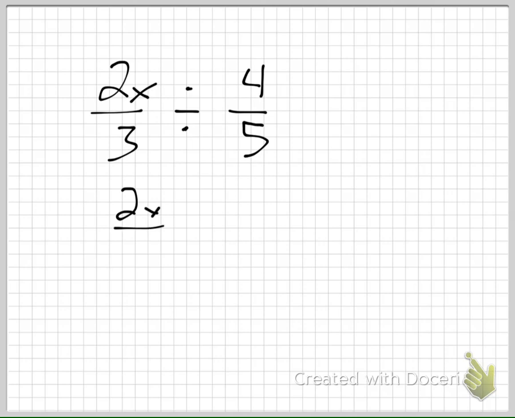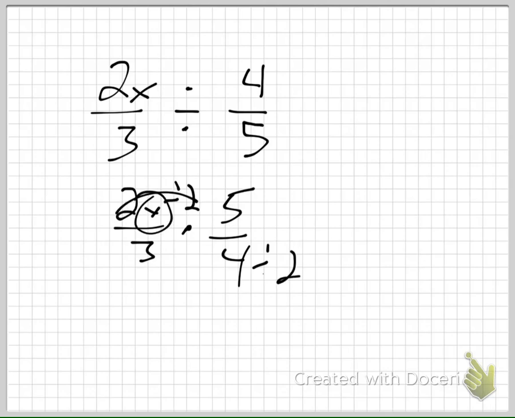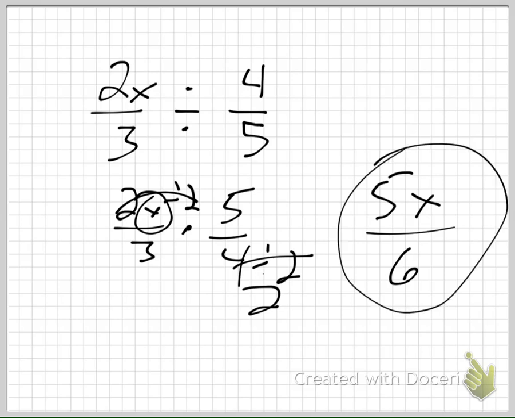So it's 2x over 3 times the reciprocal, 5/4. Can I reduce anything here? Yep, I can reduce those. Divide this by 2, divide this by 2. Those are gone. That leaves me with just the x, and this is a 2, so I have 5x on top and 6 on the bottom. 5x over 6. How many of you got that? You eliminated that 2, but you forgot to eliminate that one.